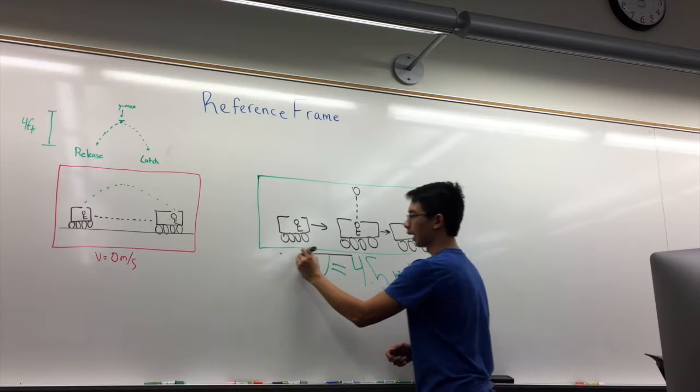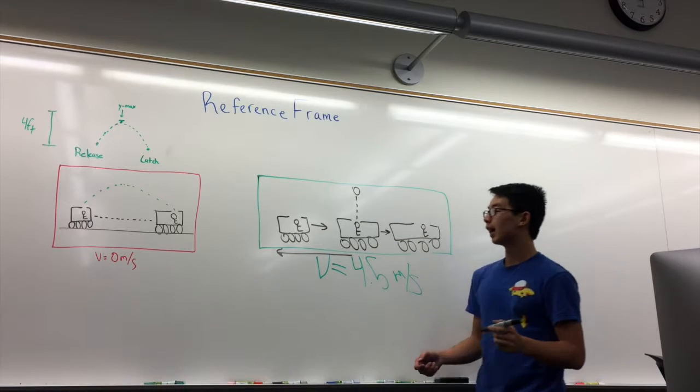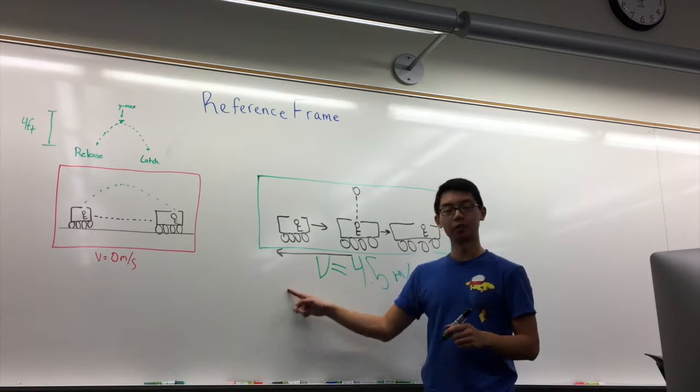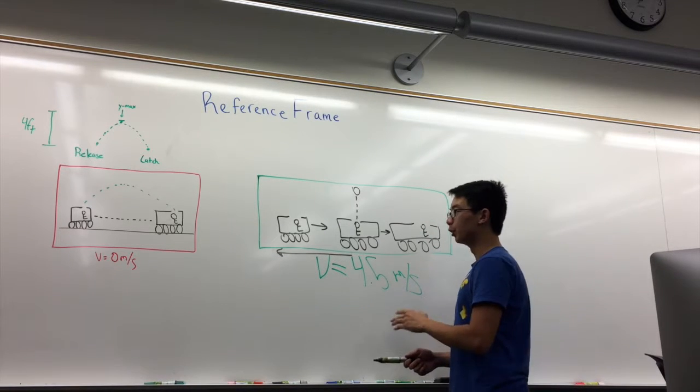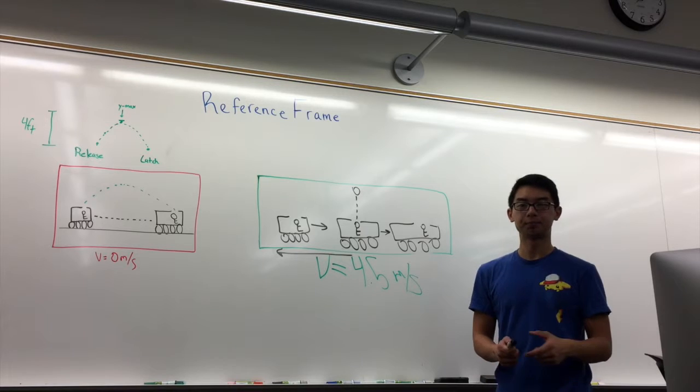When I look back out at Catherine, who's filming, I see her moving at negative 4.5 meters per second. That is because from my view, I'm not moving and everything around me is.